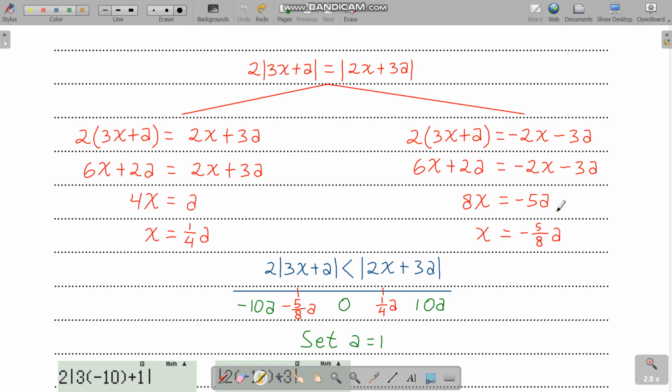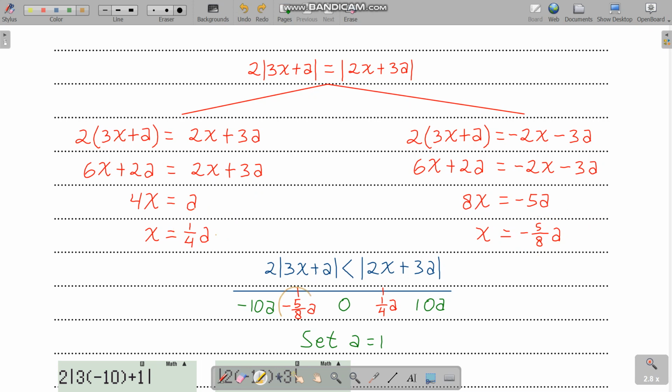Okay, this time we don't need to check by plugging in, because obviously we have absolute value on both sides. They must be both positive, so it's got to be correct. We don't even need to check. Now, the solutions to the equation are called the critical values.